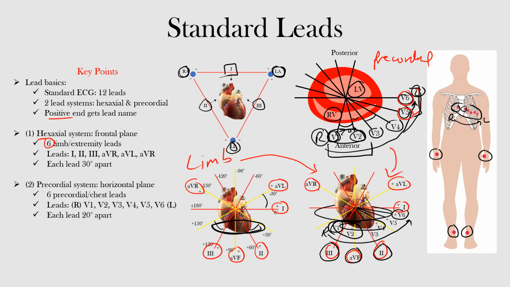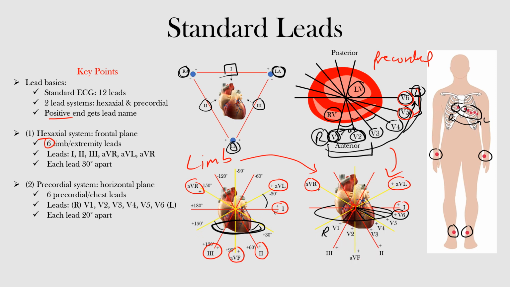Now, how about something a little harder? What if you had changes in leads 1, AVL, V3, V4, V5, and V6? Well, let's look at this. V3 and V4 make up the most anterior leads, and leads 1, AVL, V5, and 6 make up the lateral leads. Therefore, ischemic changes on the EKG in these leads may indicate an anterolateral MI.